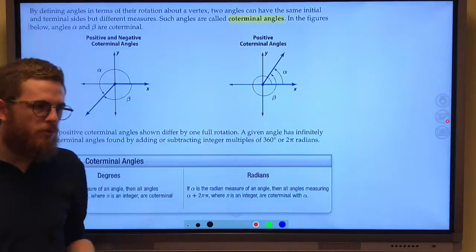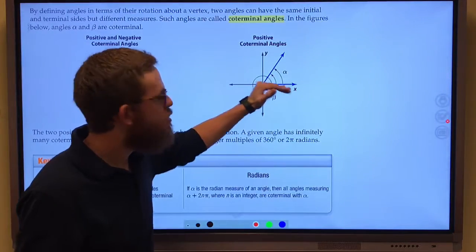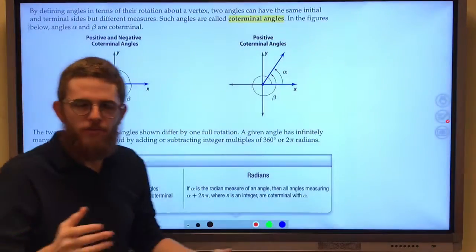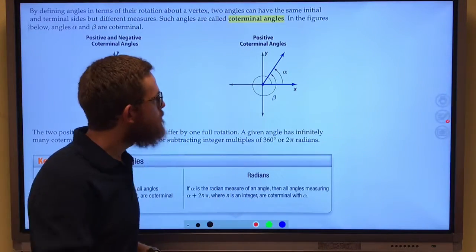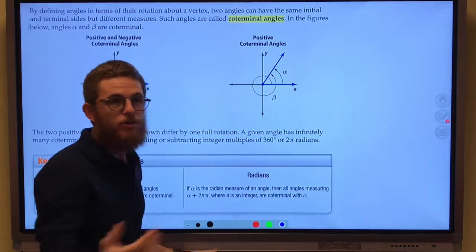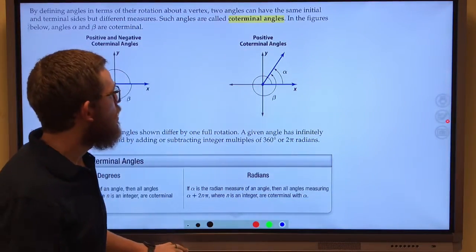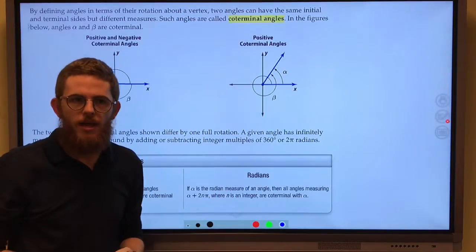All right, so when we've been talking about angles, knowing that they have an initial side and a terminating side, we have to realize we can have negative or positive angles, and we can measure those negative or positive angles in degrees or radians. But what we're looking at here is coterminating angles.